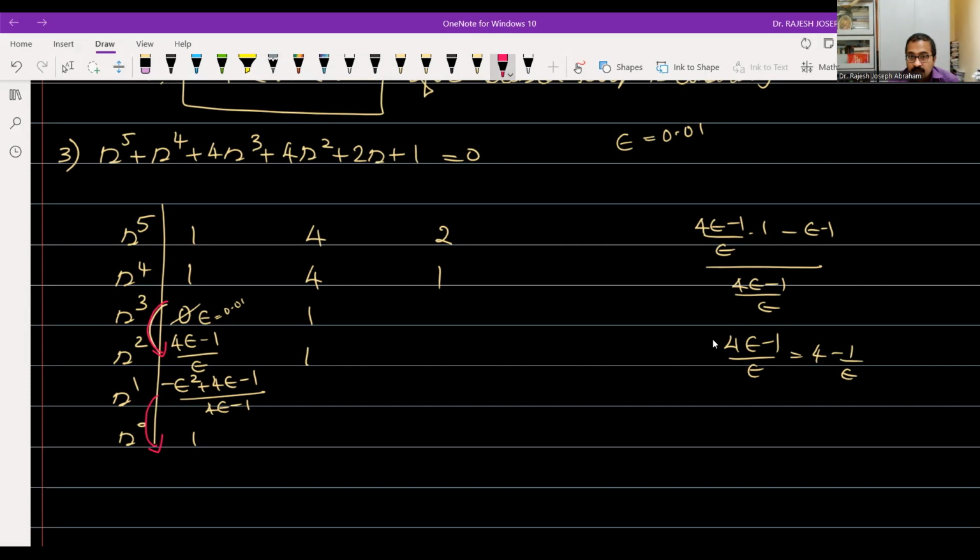What do you mean by that? It means that out of the 5 poles, 2 poles lie in the right half and the remaining 3 are in the left half of the s-plane. There are 2 sign changes in the first column.